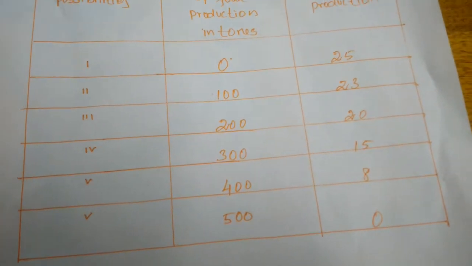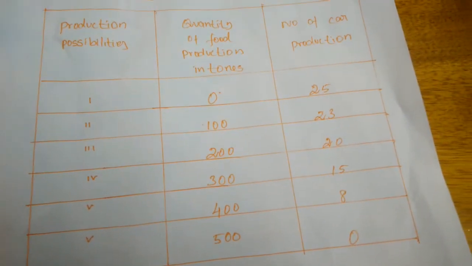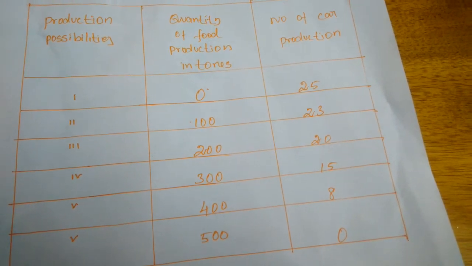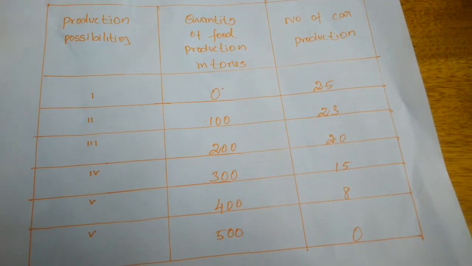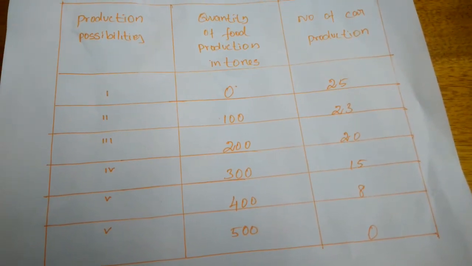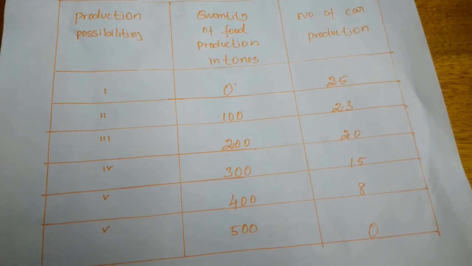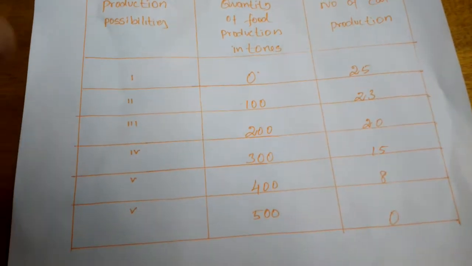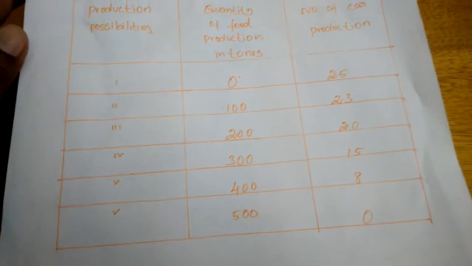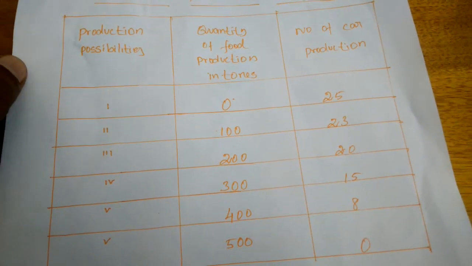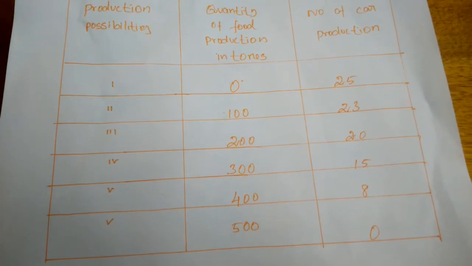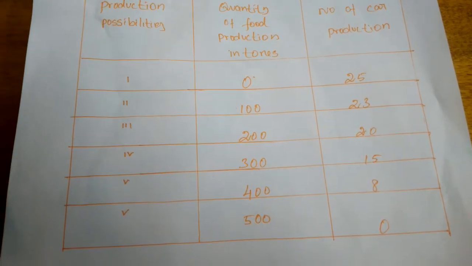Next, the techniques of production are fixed for producing any of the commodities. All the techniques we are using are fixed. Next, there is full employment in the economy. Full employment means all the factors of production are fully employed, and all the resources are fully used.